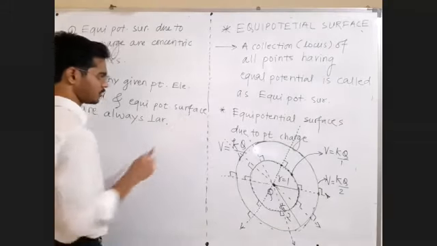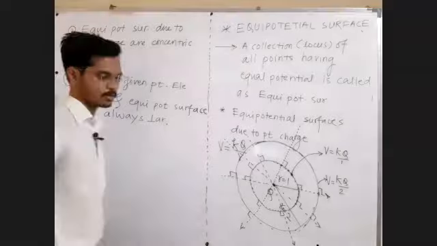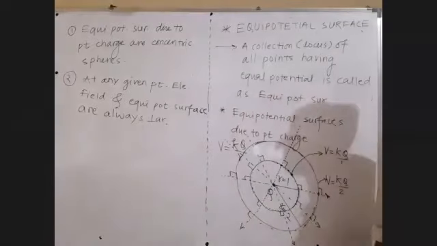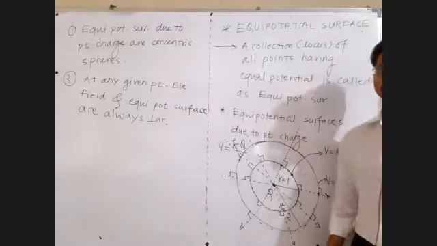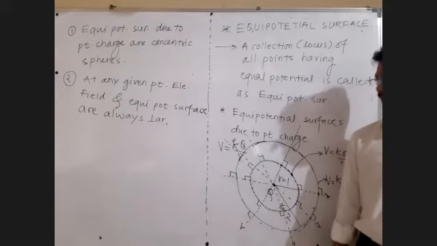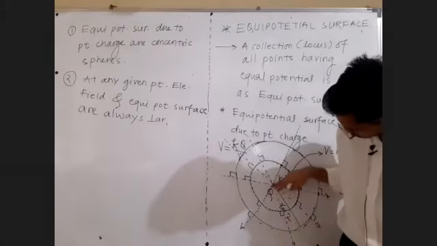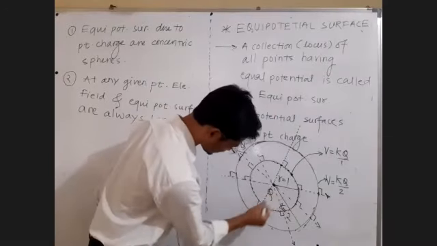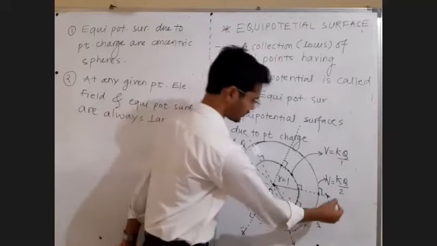Okay, let us save the ink. Reply to me in the chat box, clear and written. Any doubt you can ask. This line has bent like this. It should not bend, it should be a straight line like this. These are our electric field lines.